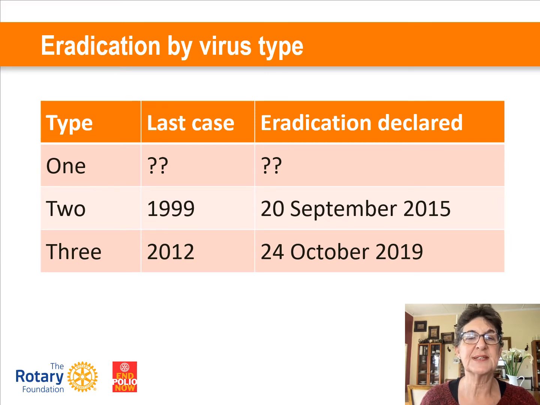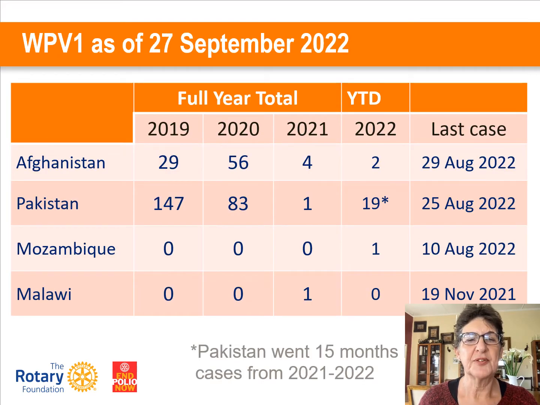So this next table shows the numbers of wild polio virus cases throughout the world for the last few years. What is really heartening in this slide is that in 2022, Pakistan had actually gone 15 months without a case of polio. Obviously, everybody was getting very excited. And then we get another outbreak. It feels very much like one step forward, two steps backwards sometimes.